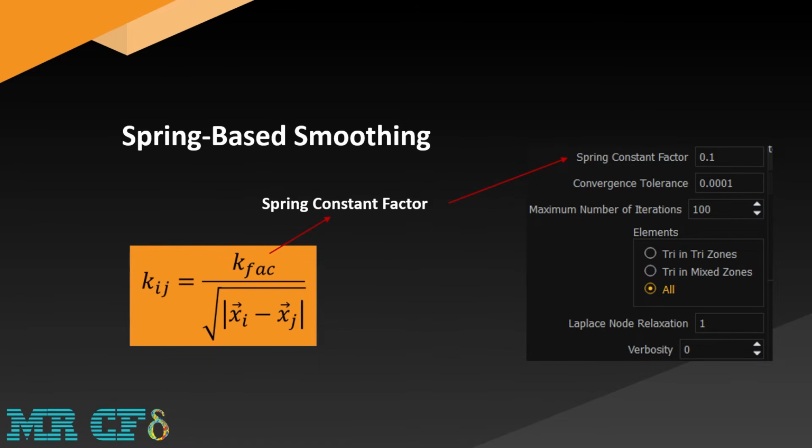The spring constant equation for the edge connecting nodes i and j is given. K-fac is applied in the spring constant factor section in the software settings. This factor has a value between 0 and 1. A value of 0 indicates that there is no damping on the springs, and boundary node displacements have a greater effect on the motion of internal nodes, while a value of 1 applies the default damping level to the internal node displacements.